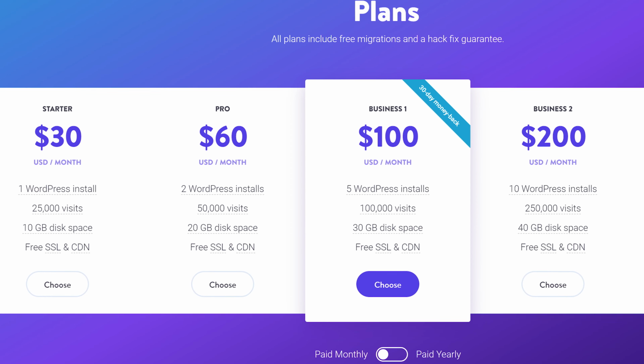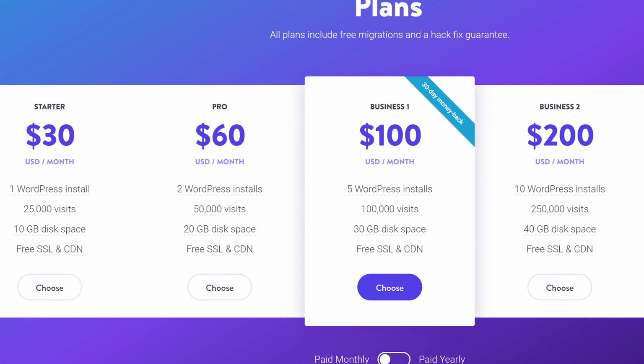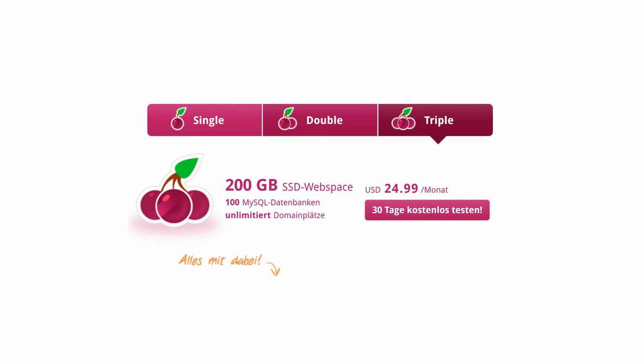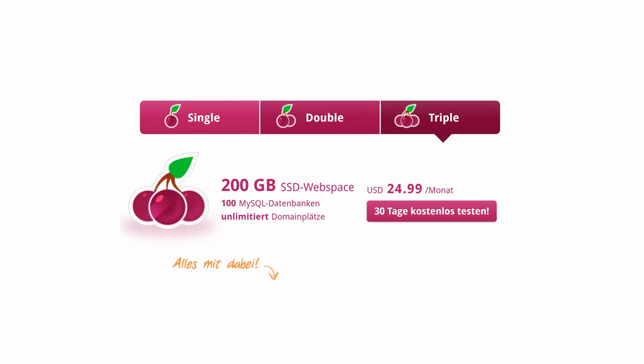Kinsta isn't cheap. For the $30 I pay Kinsta monthly, I could get a shared hosting plan with 200 gigs of SSD storage, unlimited traffic, unlimited WordPress installations, and the ability to send 2,000 emails an hour. On Kinsta, I get 10 gigs of storage, only one WordPress installation, and 25,000 monthly visits.